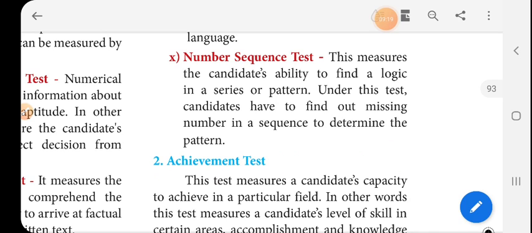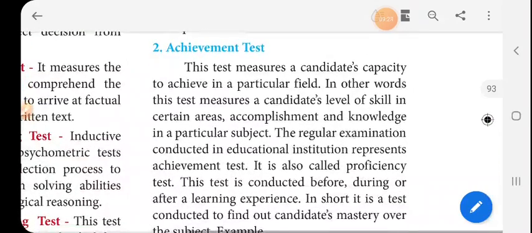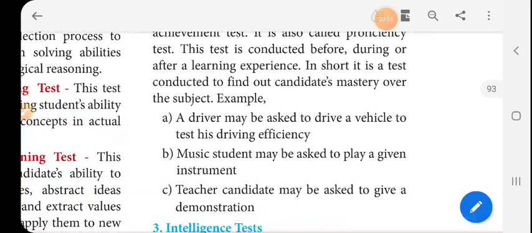Then achievement test. So second heading, achievement test. This test measures the candidate's capacity to achieve in a particular field. In other words, this test measures a candidate's level of skill in certain areas. The regular examinations conducted in educational institutions represent achievement tests. It is also called proficiency test. So this achievement test is otherwise called proficiency test.